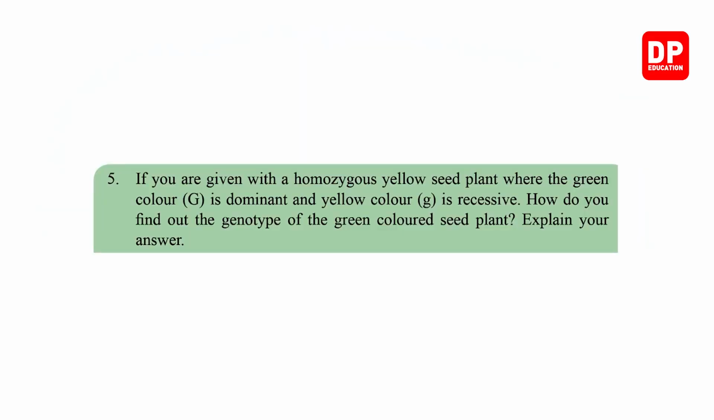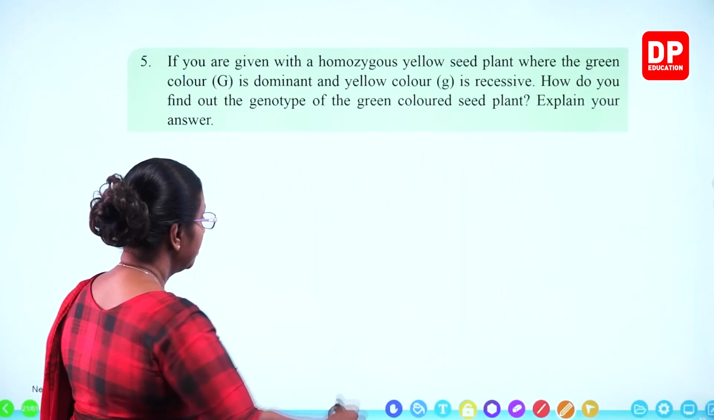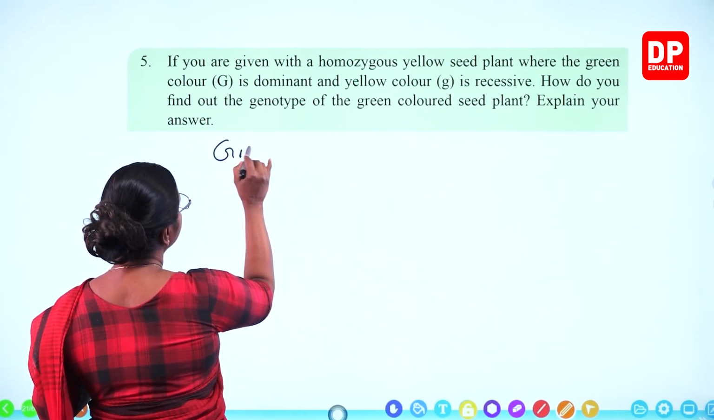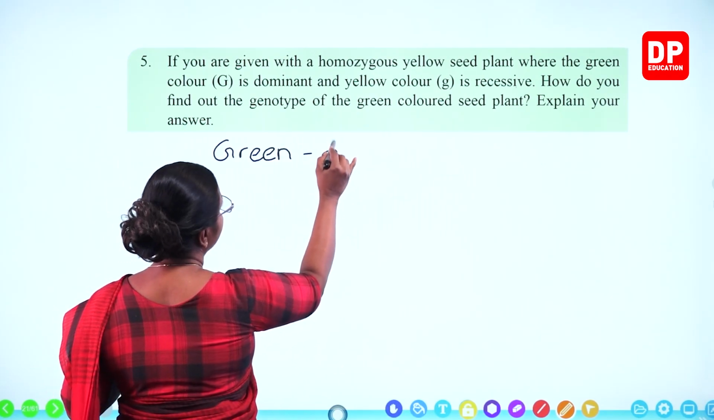Question number 5. If you are given a homozygous yellow seed plant where the green color, capital G, is dominant and yellow color, simple G, is recessive. So that is the information that you know. Now green color is dominant.